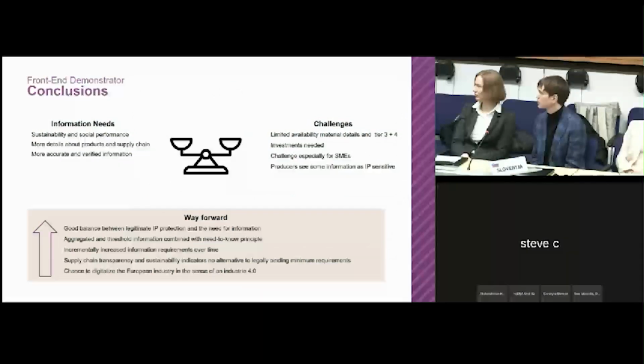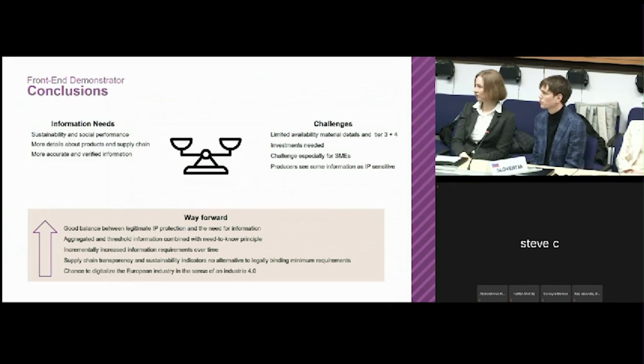On the other side, we have challenges that the data availability is limited today, especially for tier 3 material details. It will need investments in the next years to do that, which is a bigger challenge for SMEs. And we see that some information is IP sensitive.